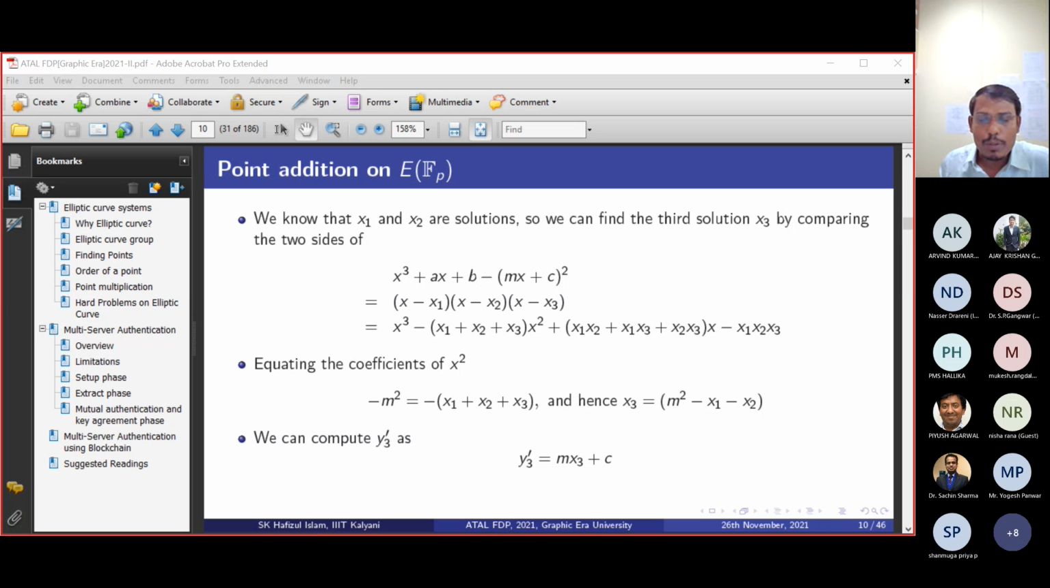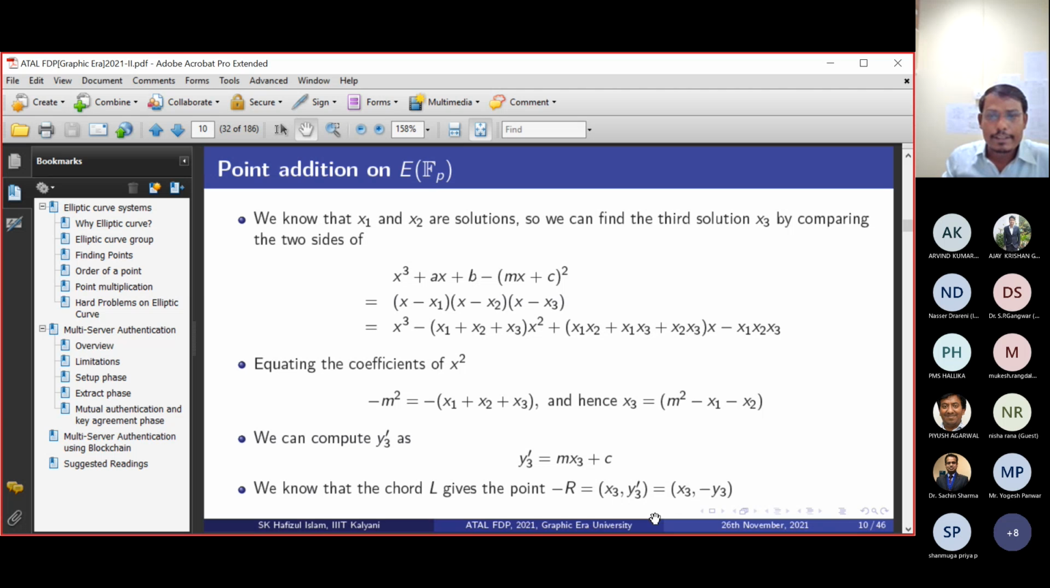Now from this diagram, because this chord passes through minus R, it will also satisfy the point x3, y3 prime. So this line will satisfy this point and this point, right? From here we can write y3 prime is equal to m x3 plus c. We use this. By this relation, you can easily understand the value of y3, that is, y3 is equal to minus of y3 prime.